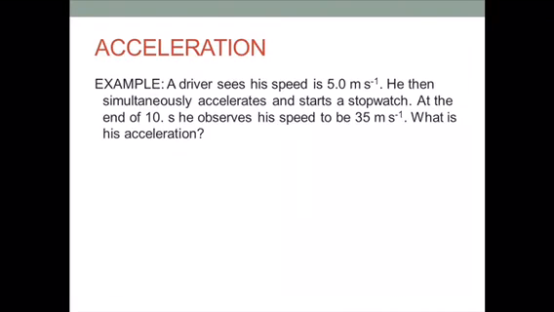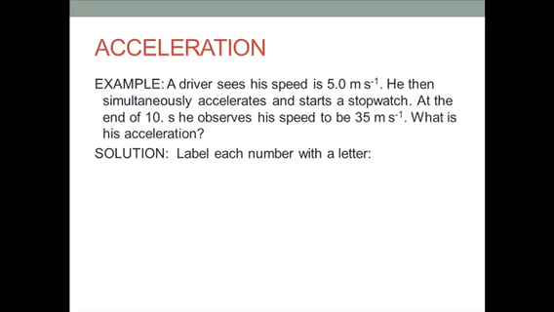Now let's look at an example. A driver sees his speed is 5 meters per second. He then simultaneously accelerates and starts a stopwatch. At the end of 10 seconds he observes his speed to be 35 meters per second. What is his acceleration?